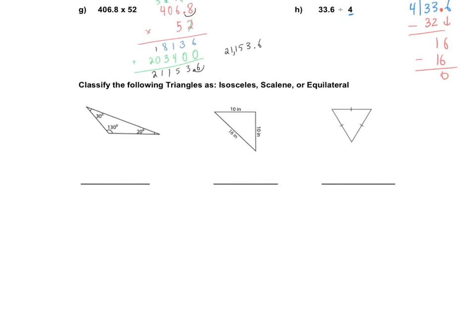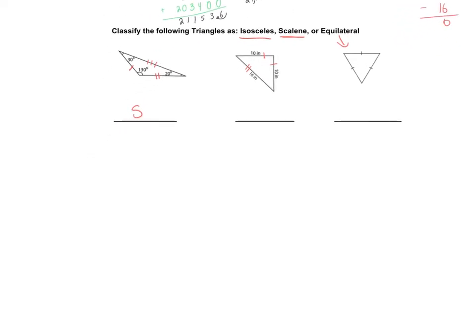Let's classify these triangles. If I have all 3 angles that are different, then that means all 3 of my sides are different. So even though these look similar, if the angles are different, all 3 are different. So this would be scalene. If I have 2 that are the same, that would be isosceles. And 3 that are the same, this would be equilateral.